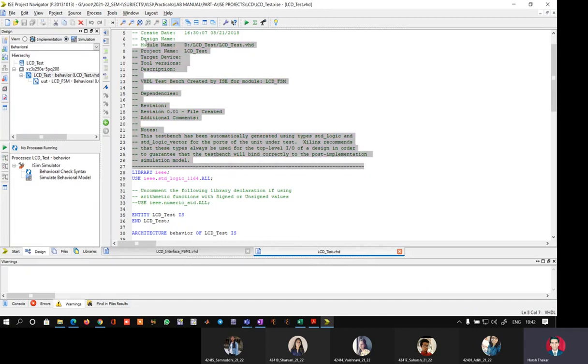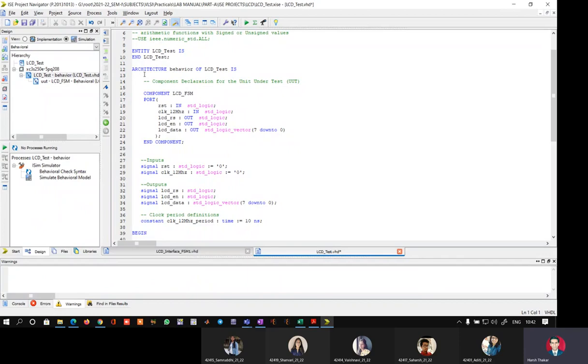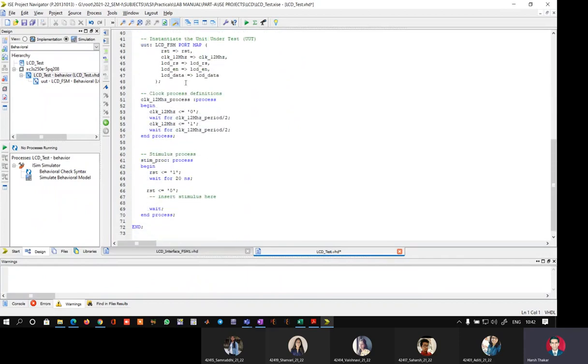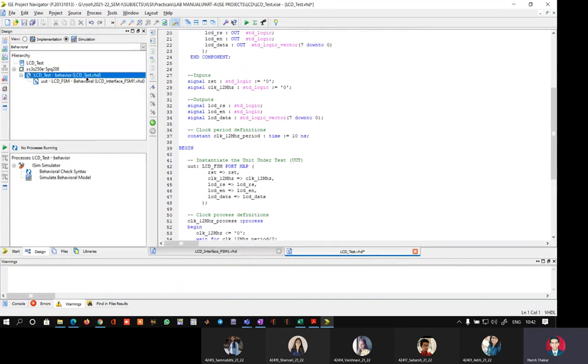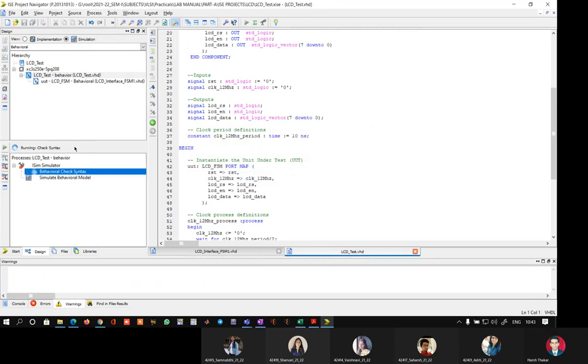No need to go into the details of this test bench. Delete the comments here, because if you know how a test bench is written, then by reading the test bench you will come to know what logic we have used here. Students, very simple. Select the test bench, do check syntax, and once you get a tick mark here, simulate behavior mode.